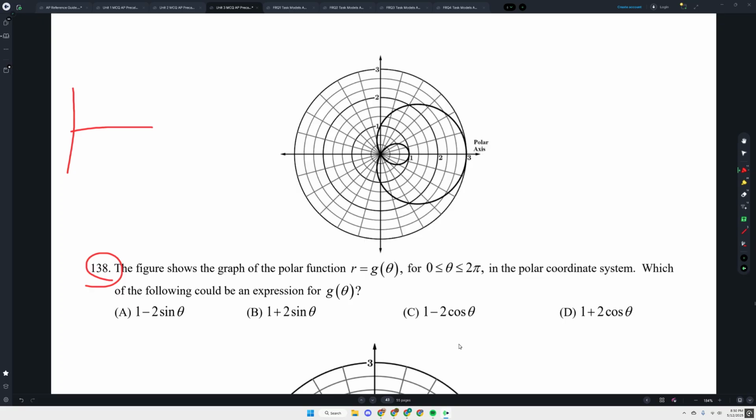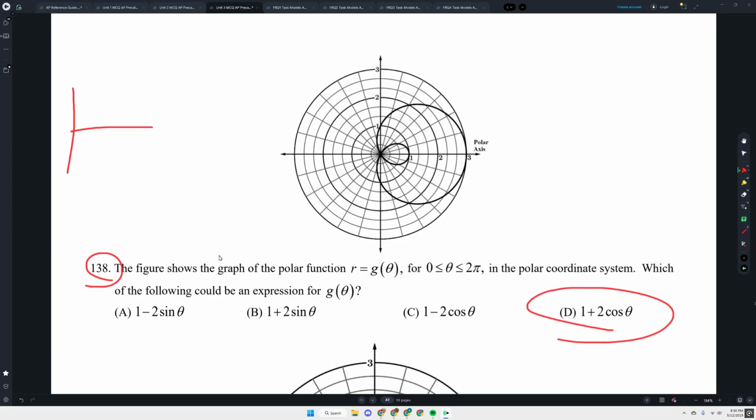The answer to 138 is D. Any questions? Do you want me to pick up the pace, or an explanation? Okay. Can we go over the Archimedean spiral? No, I do not know what an Archimedean spiral is, so I cannot go over that.